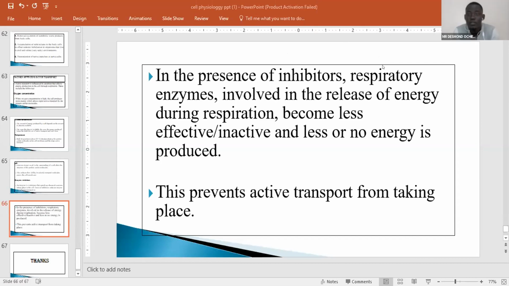Now, in the presence of the enzyme inhibitors, respiratory enzymes, those enzymes which help in the process of respiration, may become less effective or inactive. And when they are inactive or less effective, it means that either less energy or no energy at all will be produced. So this prevents active transport from taking place.